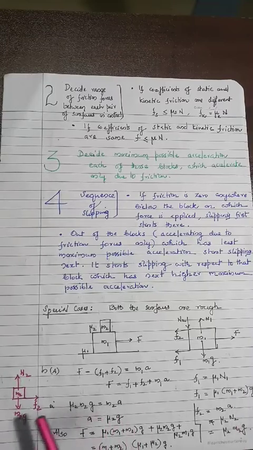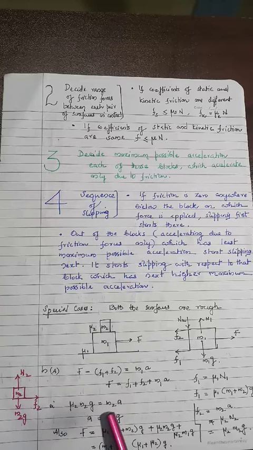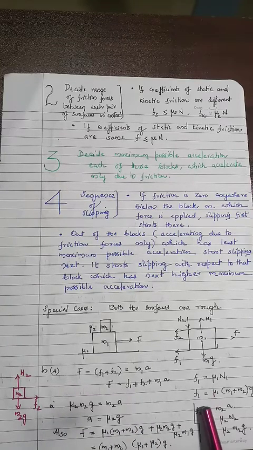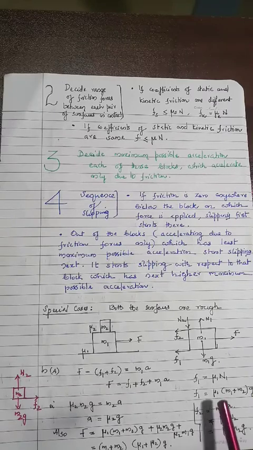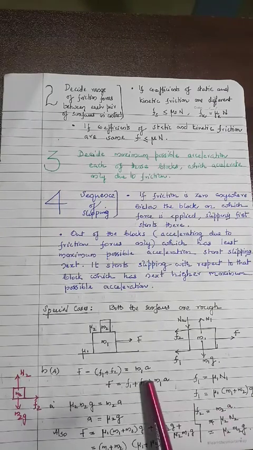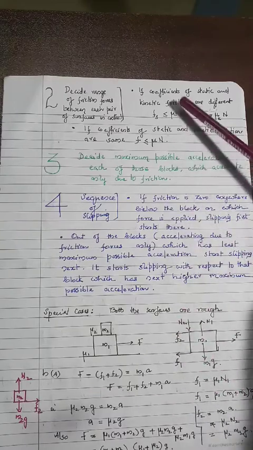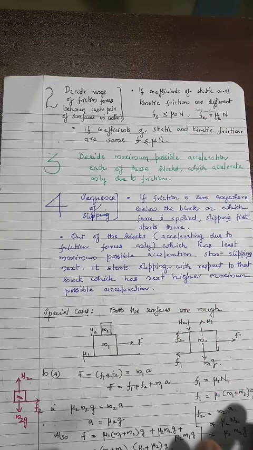And you can use the free body diagram for M2 as this one. Then you can write the relation for F1 and F2, and substitute these values into this relation. Then you get the answer. So the free body diagrams are very, very important. To make sense of it, we can use these laws.